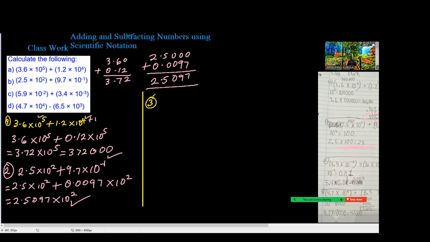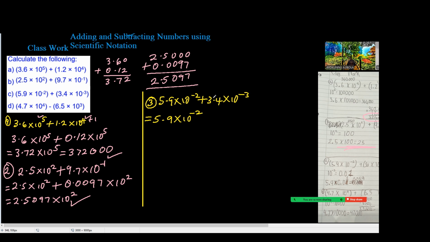So for number 3, what we have there is 5.9 times 10 raised to the power negative 2 plus 3.4 times 10 raised to the power negative 3. Again, this is the highest. Negative 2 is bigger than negative 3, so we can leave it at the highest power. Then we have 5.9 times 10 raised to the power negative 2. If we are making this one to be negative 2, then we are adding 1 because minus 3 plus 1 is minus 2.